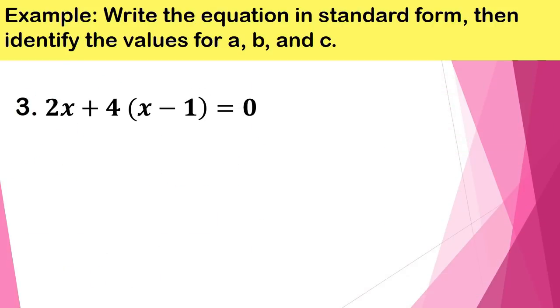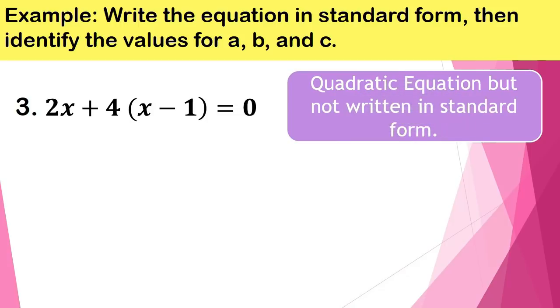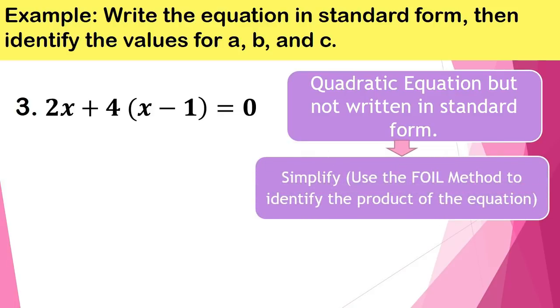Example number 3. So, we have here example number 3, 2x plus 4 times x minus 1 equals 0. We have here a binomial by a binomial. Now, this is a quadratic equation but not written in standard form. That's why we need to arrange the given equation to make this into a standard form. Now, let's simplify. How? By using the FOIL method.